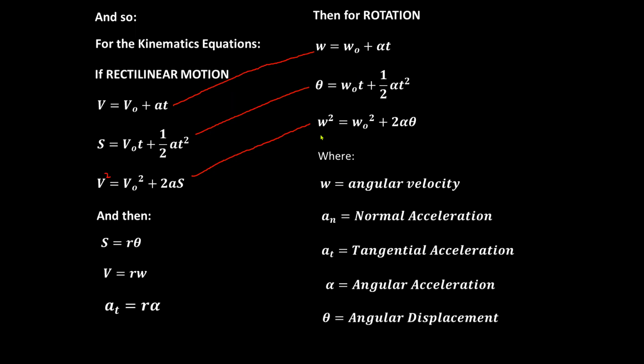Then take note, theta, we have the angular displacement. The straight line, displacement lang siya. Sa rotational, ang displacement, dudugtungan mo lang ng word na angular. Okay? Yung theta. Yung V, velocity. W, angular velocity. So, ganun lang kasimple yung pagkakabisado ng mga yan.